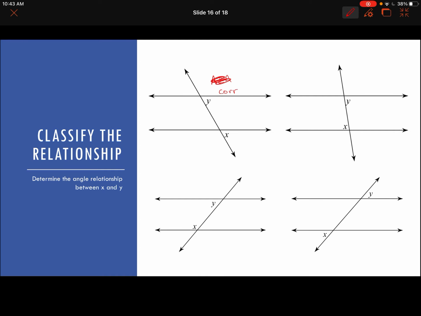So for the next one, we have alternate interior angles because both Y and X are between the lines and on different sides of the transversal. For the next one, this should be same side interior angles because X and Y are between the two lines and on the same side of the transversal. And the last one should be alternate exterior angles because X and Y are outside of the lines and on different sides of the transversal.